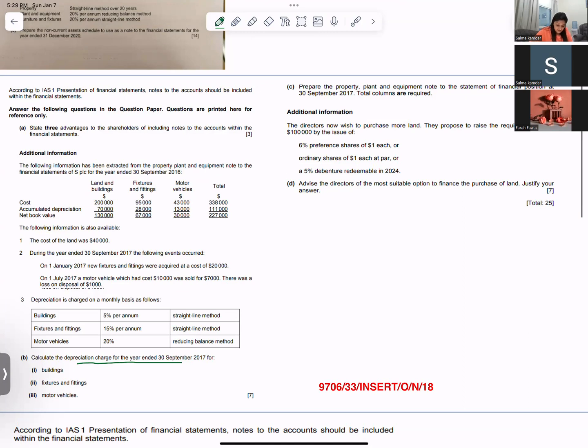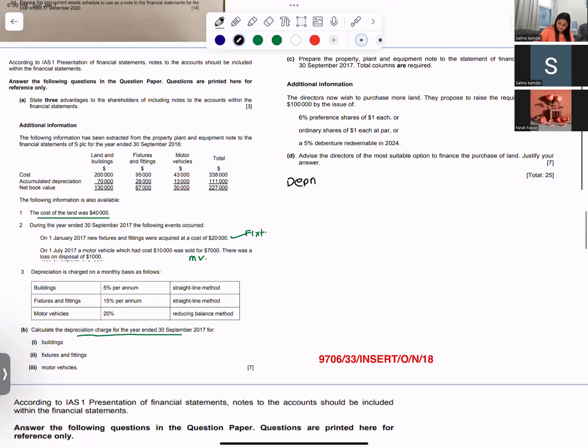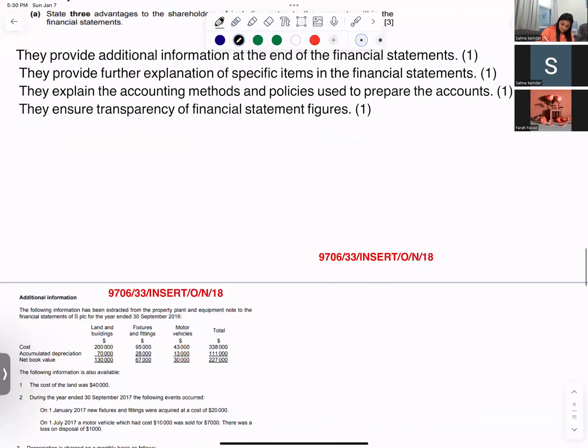You need the additional information. The cost of the land was 40,000. During the year ended 30 September 2017, the following events occurred. This is related to fixtures. This is related to motor vehicles. So first we can see things that are related to building. So I can calculate the depreciation on building. Can I do that? Yeah.